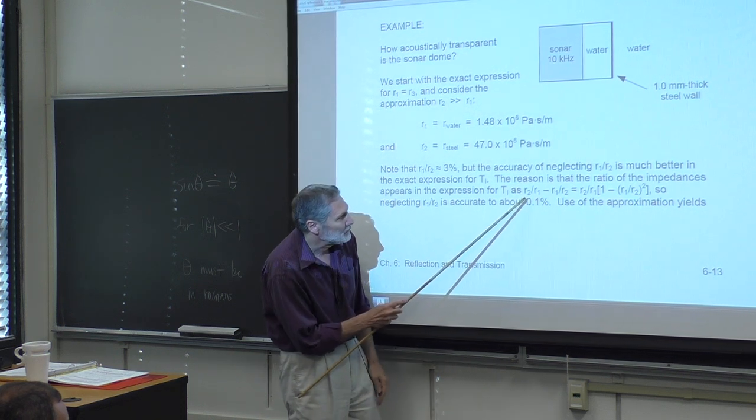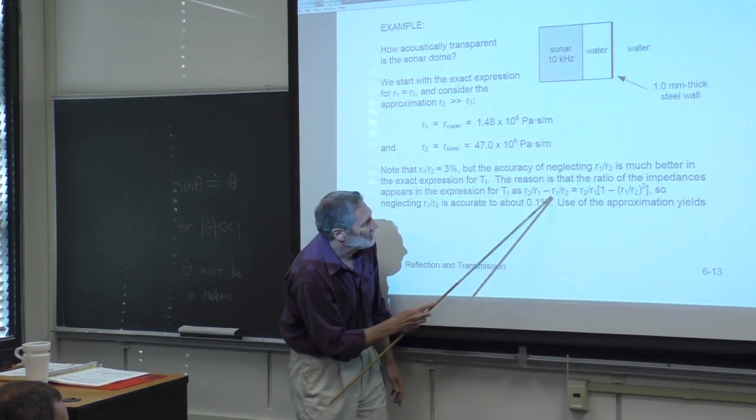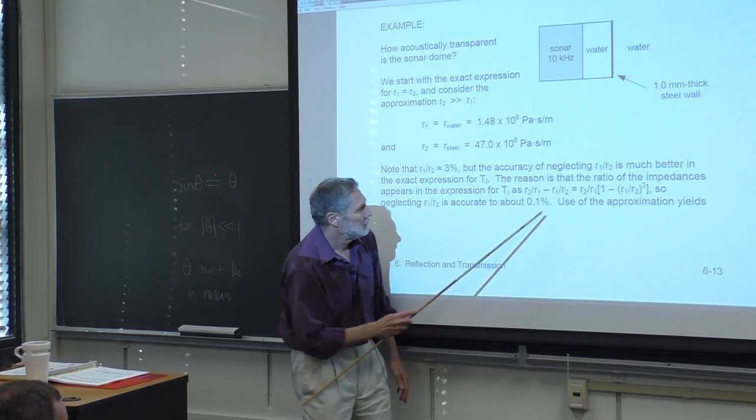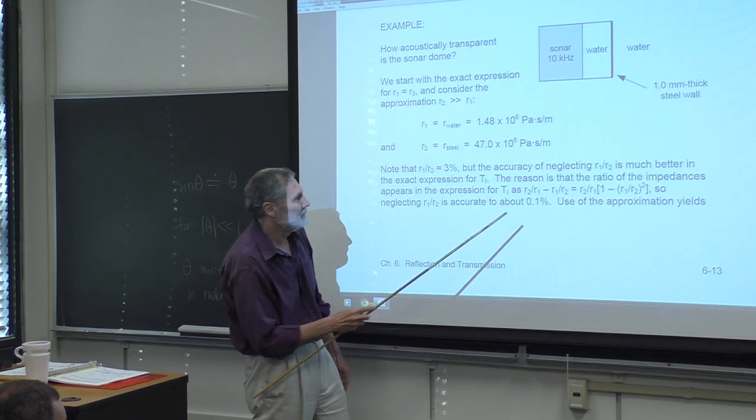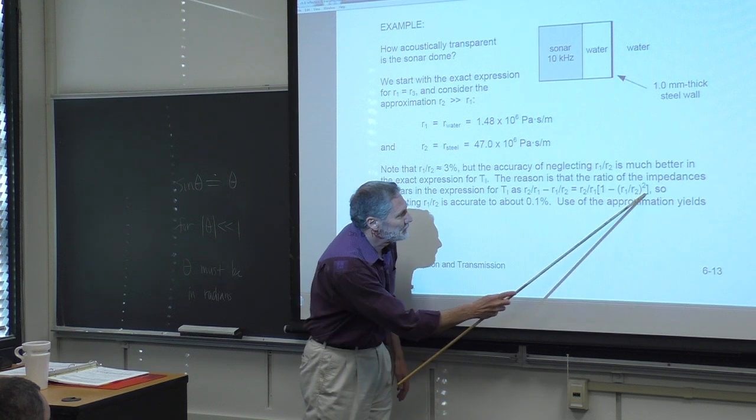But I want to show something to you. You can express this like this, right? You can factor out this R1 over R, and you can factor out an R2 over R1. So this is equal to this.